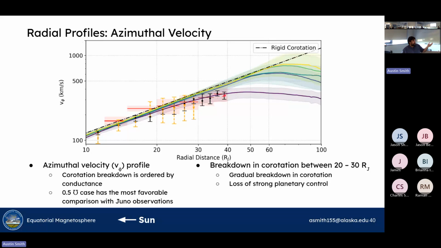and the 0.5 mho case compares the best with the data and has a gradual breakdown in co-rotation between 20 and 30 RJ, whereas the higher conductance cases, the 1 and 5 mho case, break around 40 or 50 RJ, and the very high conductance cases of 10 and a million mho break around the same point at about 60 RJ. So here again, the 0.5 mho case has the best comparisons with the observations.